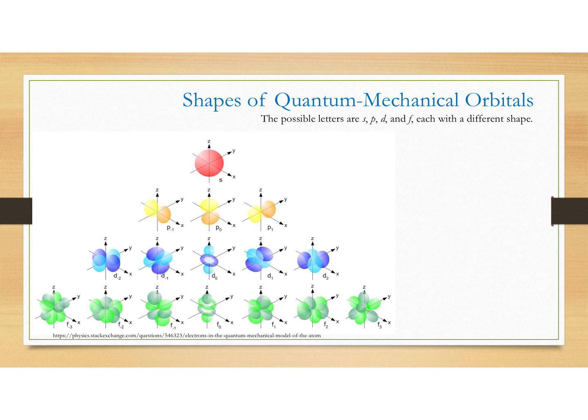I want to talk about the subshells. We just talked about the quantum levels. Those are the 7 principal shells. Now I want to talk about the shapes of the quantum mechanical orbitals. The shapes are specified by what we call the subshells. We have an S, a P, a D, and an F.